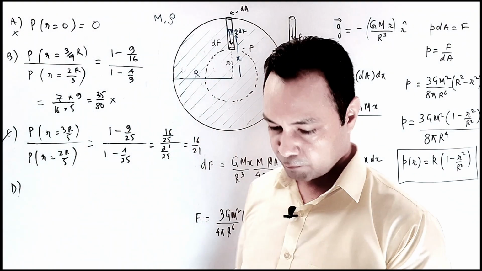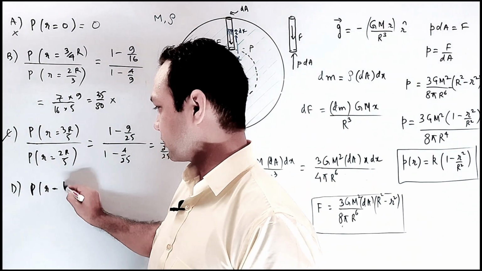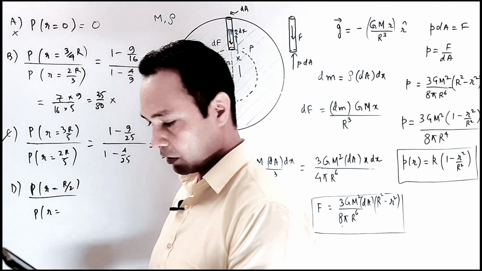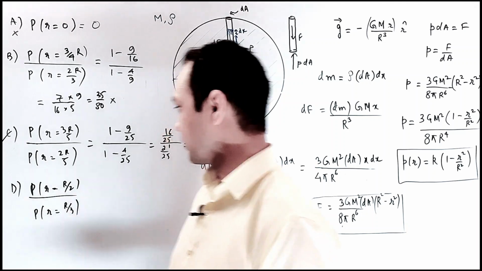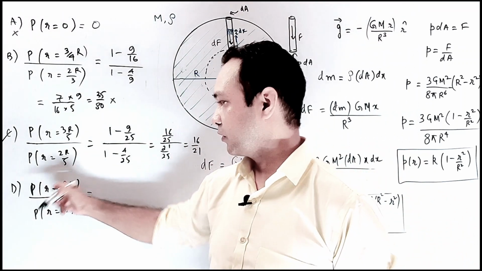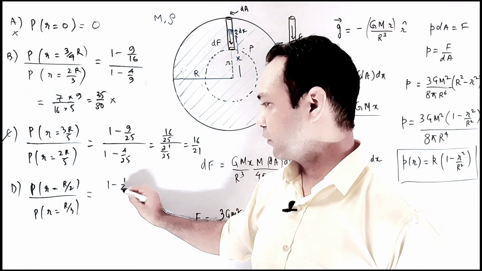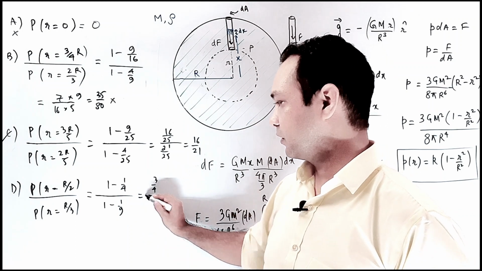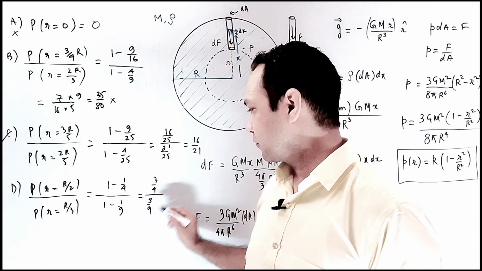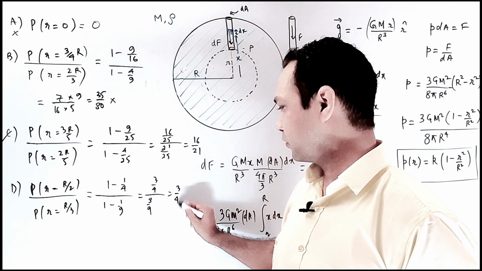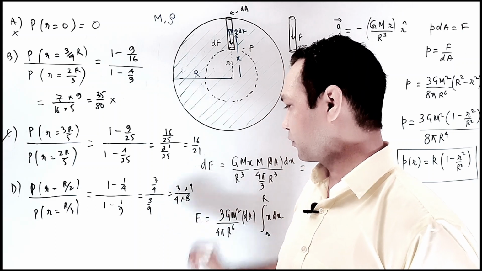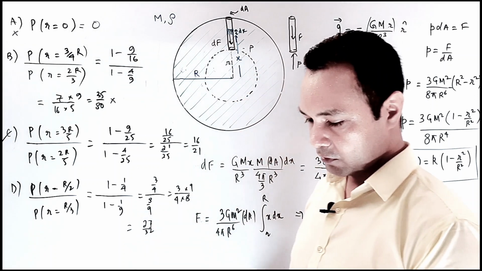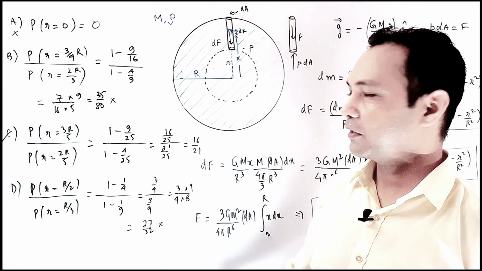And D is P at r equal to R by 2 divided by P at r equal to R by 3. So that will become 1 minus small r² by capital R², meaning 1 minus 1 by 4 divided by 1 minus 1 by 9. So this is 3 by 4 and this is 8 by 9. So that is 3 by 4 into 9 by 8. That will be 27 by 32. So this is also incorrect. So the only correct option is C.